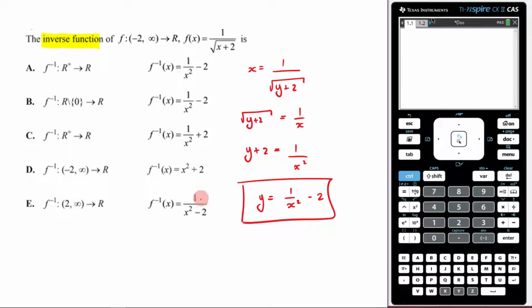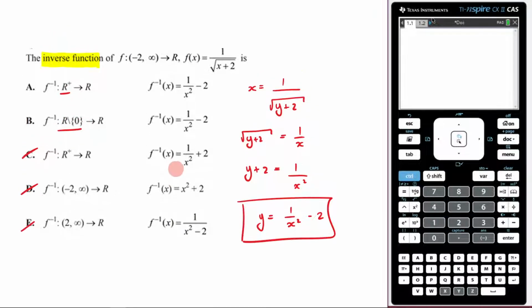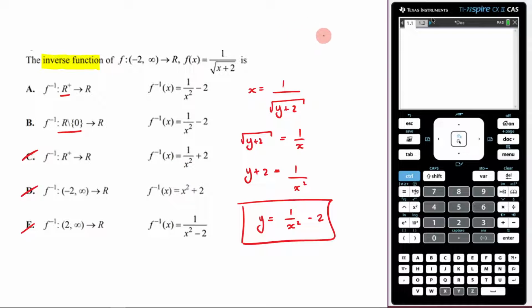We look at our options. E is out, D is out, C is out. That means either A or B is my answer. Now you can see what differentiates A and B is my domain. So I need to figure out what the domain of the inverse is. So to answer this question, I need to figure out what the domain of the inverse is.